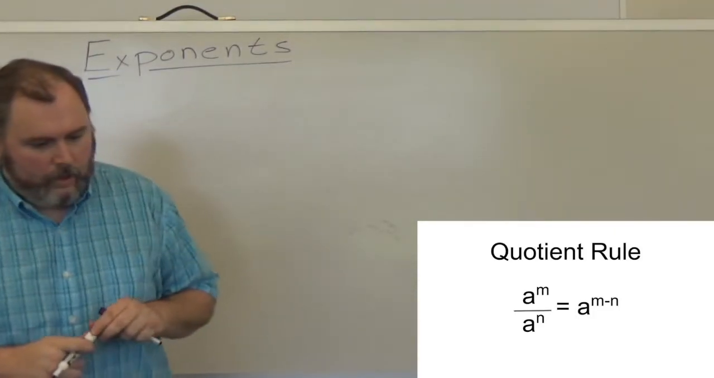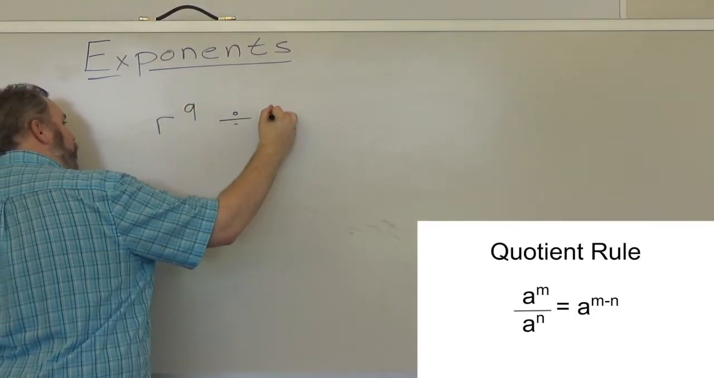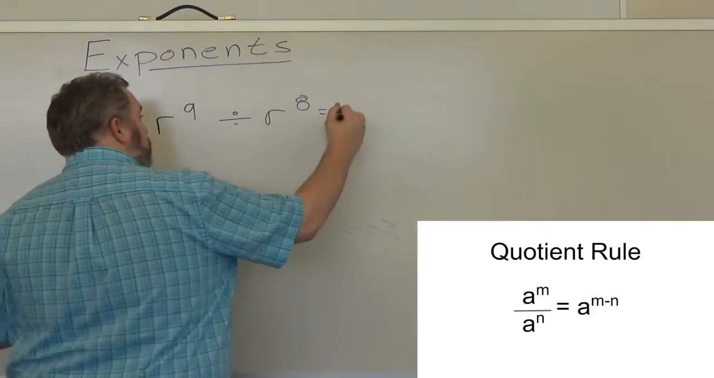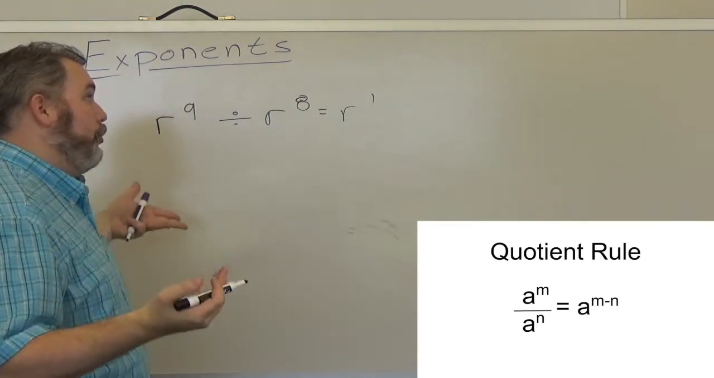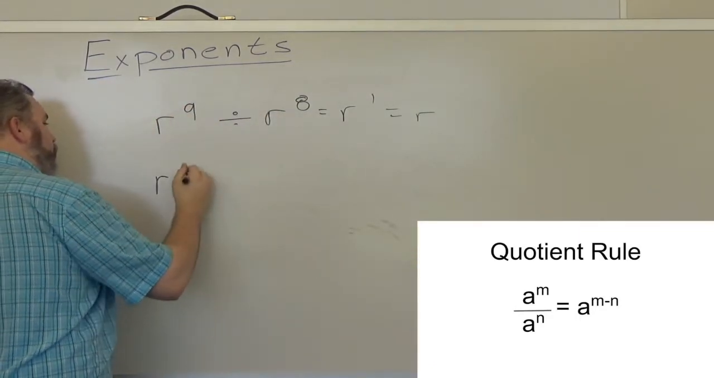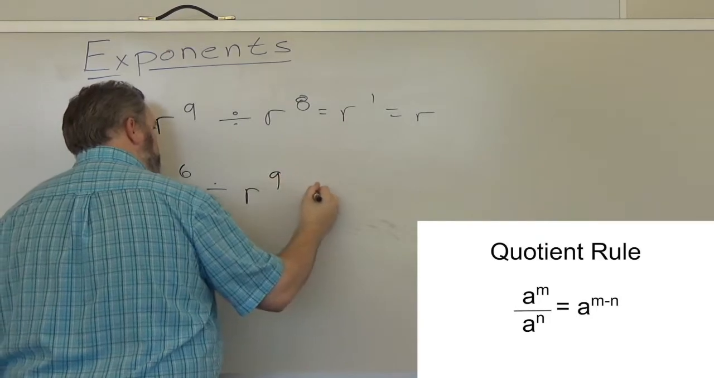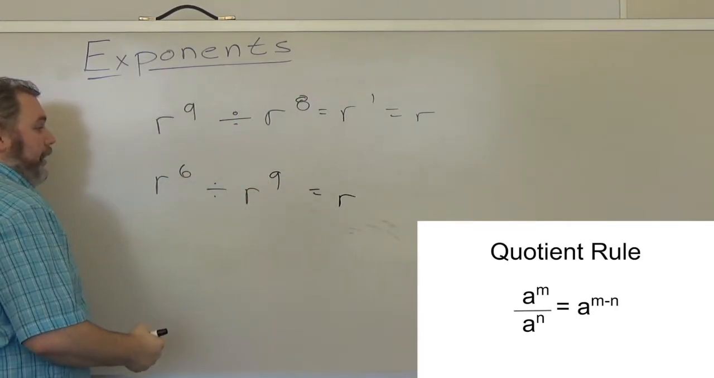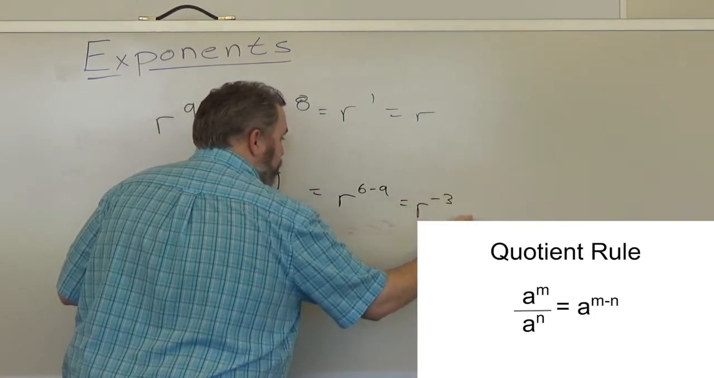Let's do a few more. All right, let's say I have r to the 9th divided by r to the 8th. My bases are the same, so r, easy. 9 minus 8 is 1. Like I told you earlier, any number raised to the 1 power, we can simply say this is r. Here's another one. r to the 6th divided by r to the 9th. My bases are r. I'm going to subtract 6 minus 9. Well, 6 minus 9 gives us r to the negative 3.